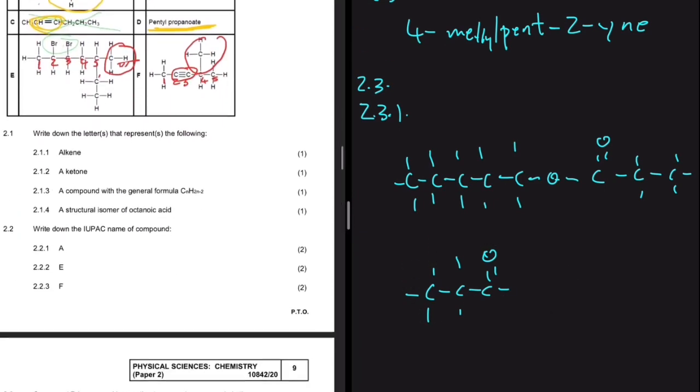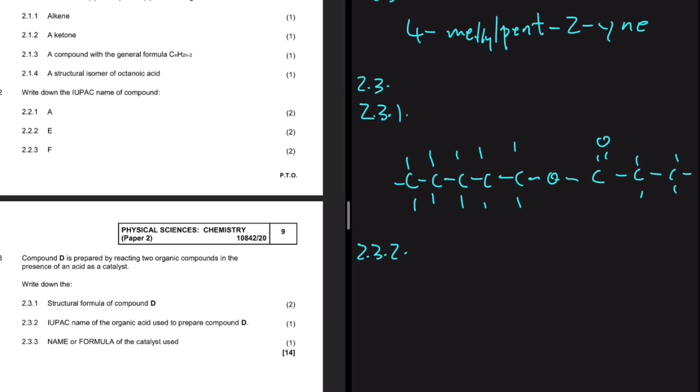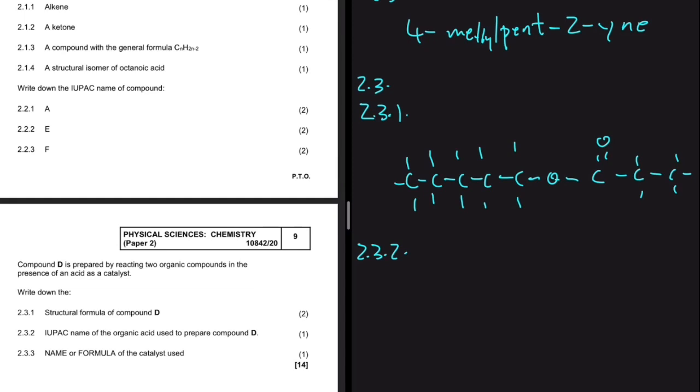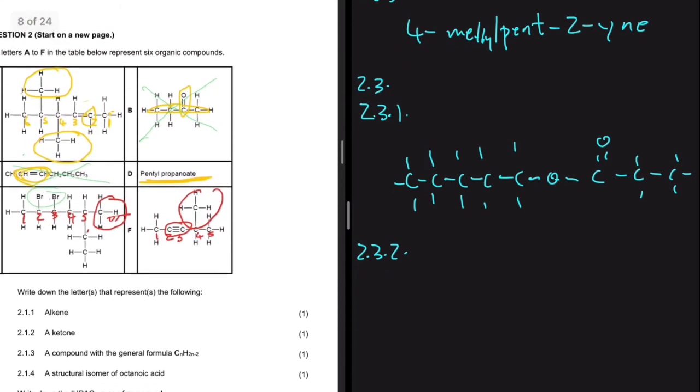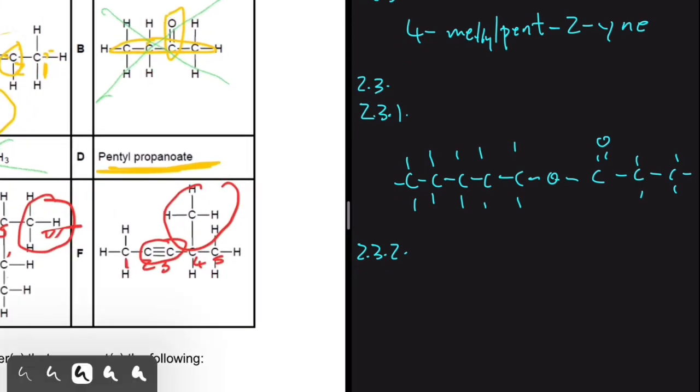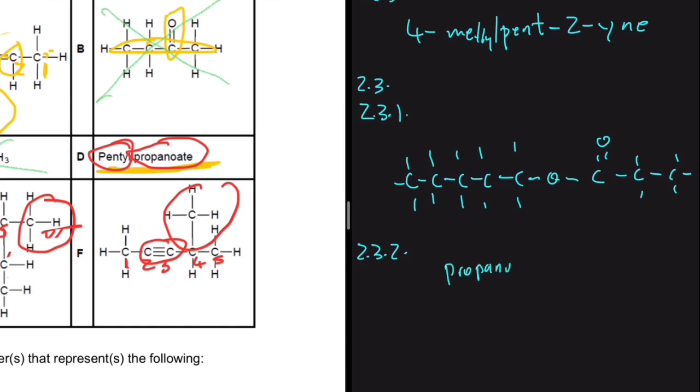Now let's do 2.3.2. 2.3.2 says give the IUPAC name of the organic acid used to prepare compound D. Yeah, we went through it, right? I said that the last part comes from the acid and the first part comes from the alcohol. It is saying prop, so we know that the acid that was used there should be propanoic acid, right? So 2.3.2, the answer is propanoic acid. And if the question was saying name the alcohol, then it would be pentanol.